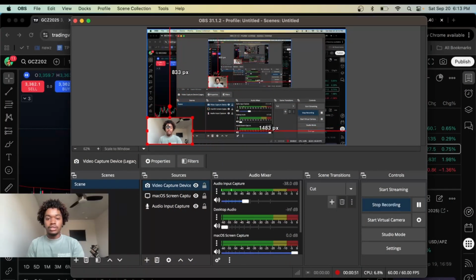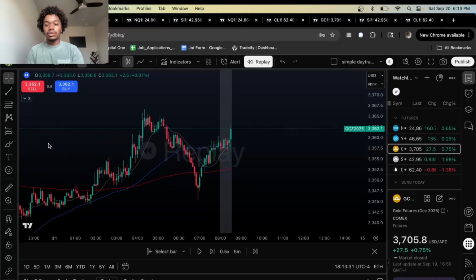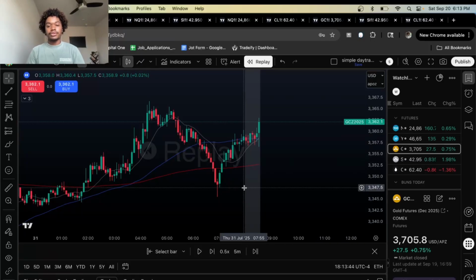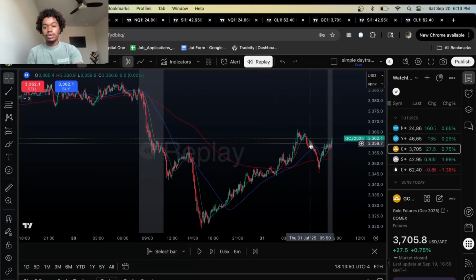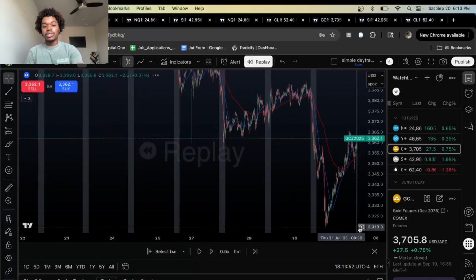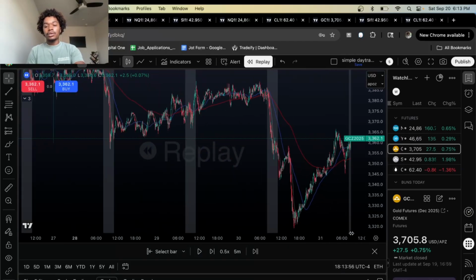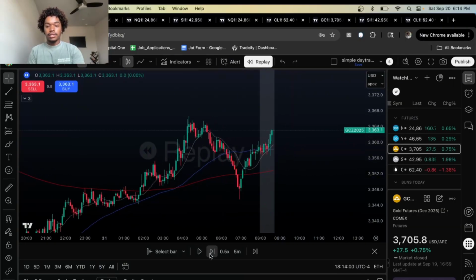I have a whole bunch of examples of setups and the timing of the market structure. So first is this gold setup that I took on July 31st. This setup is clearly going up now, right? From here, it's going up, but we just came from a downtrend. Now, in this case, I'm gonna just tell y'all what I did.